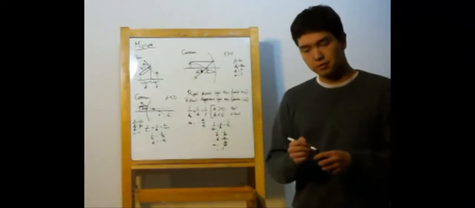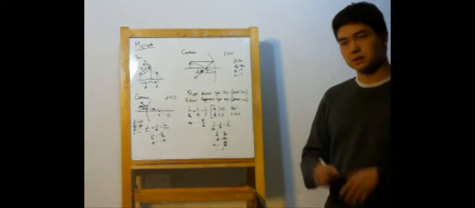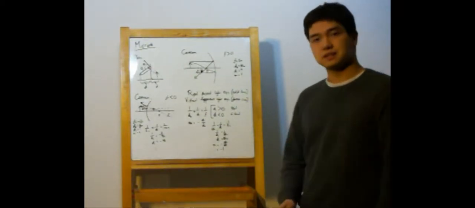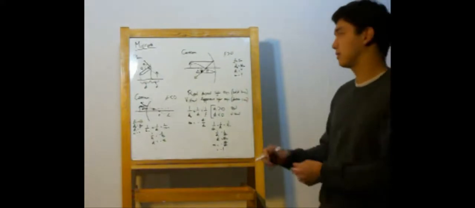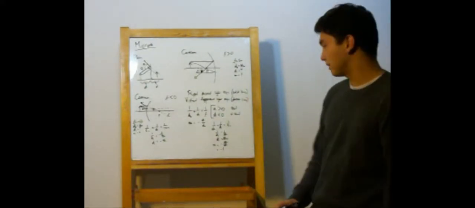That means our image is negative 1 times as big as our object. So it's the exact same size, but the negative means that it's going to be inverted. So upside down image. What about magnification for a convex mirror?